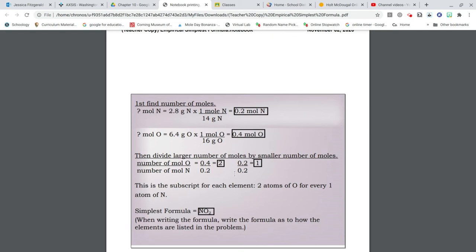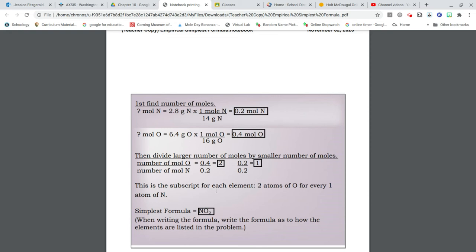In your next step, you're going to divide by your smallest number of moles. So that's why you need to know which one is which. So since nitrogen is our smallest number of moles, it will go on the bottom. So we'll do 0.4 divided by 0.2, and our answer is 2. So this means that when we write our formula for this compound, we will have 2 oxygen atoms. Then to figure out your number of nitrogen atoms, well, that's pretty easy because 0.2 divided by 0.2 is going to be 1. So we have 1 nitrogen atom.